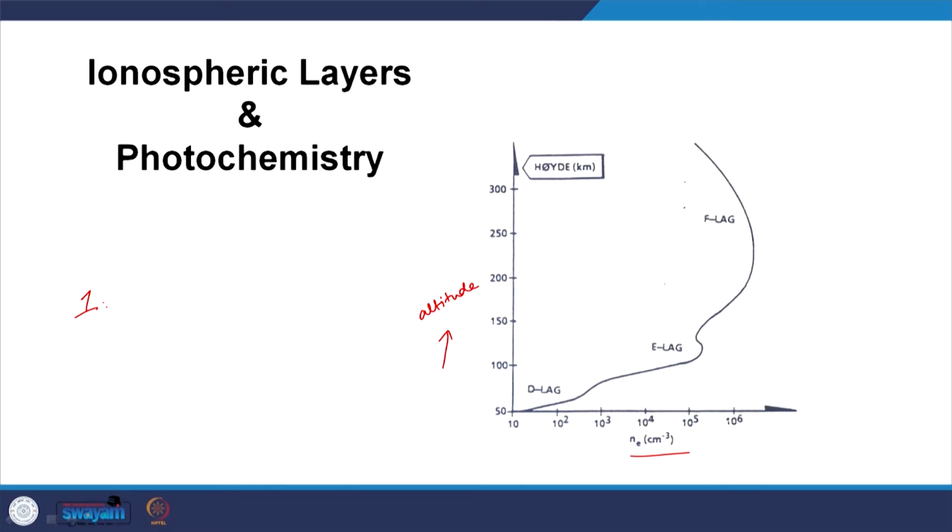The main reason is that, as we have seen in our earlier discussions, the solar electromagnetic spectrum consists of X-rays and ultraviolet, extreme ultraviolet radiation. These radiations are very energetic, and if you take a photon, they have the ability to ionize atoms, and they also have the ability to dissociate atoms. This results in the formation of electrons and ions.